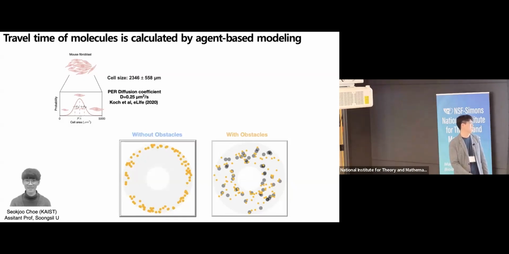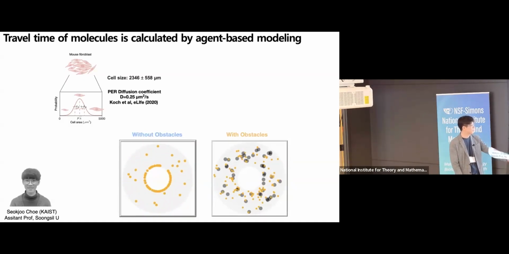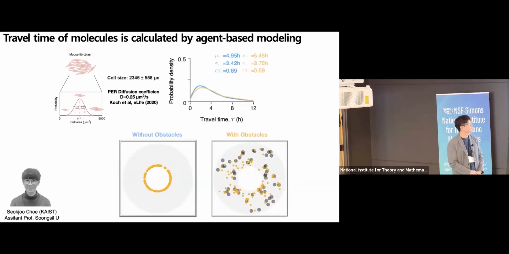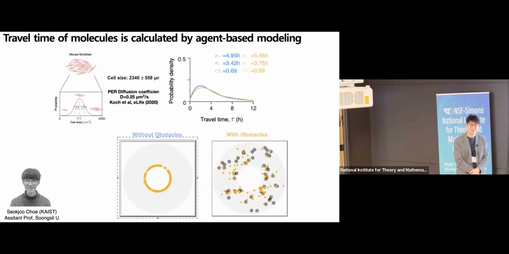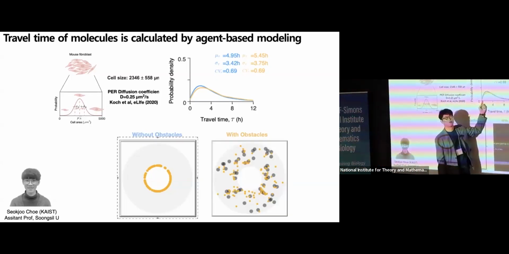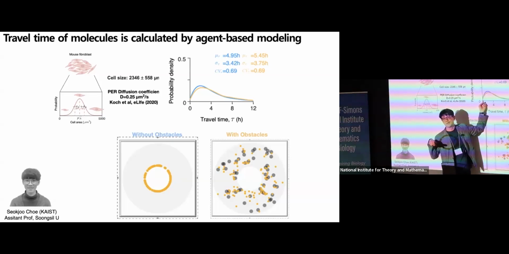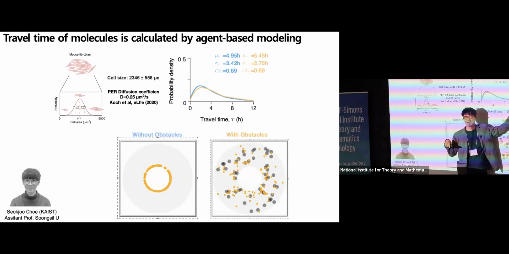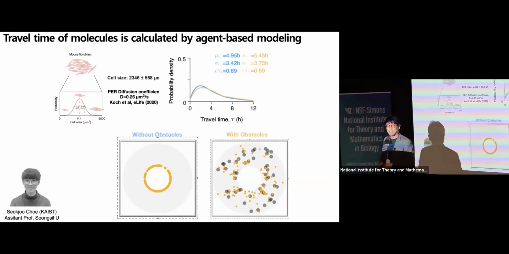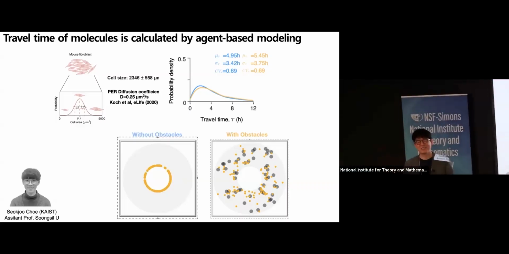So we just performed some simulation with empty space or with some obstacle. And then let's look at the arrival time distribution. So arrival time distribution looks like this. That means certain molecules arrive at the perinucleus in a minute, but some arrive at 12 hours. So they do not arrive at the nucleus at the same time.